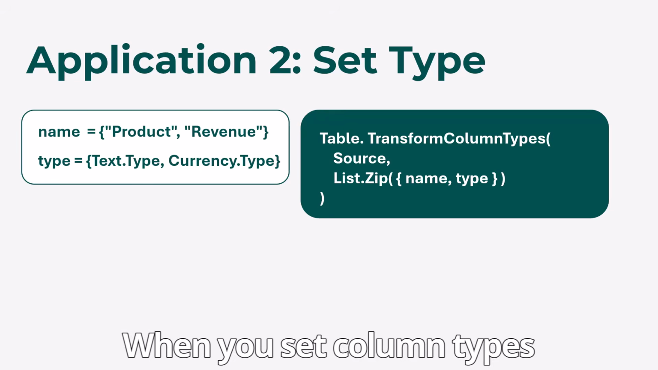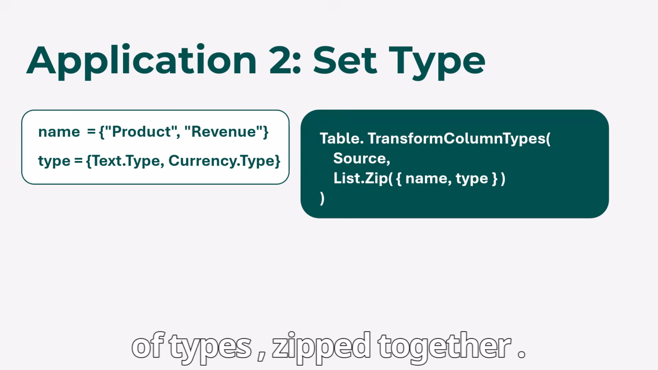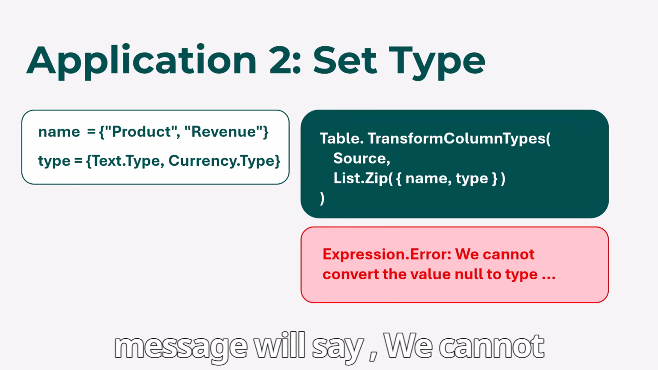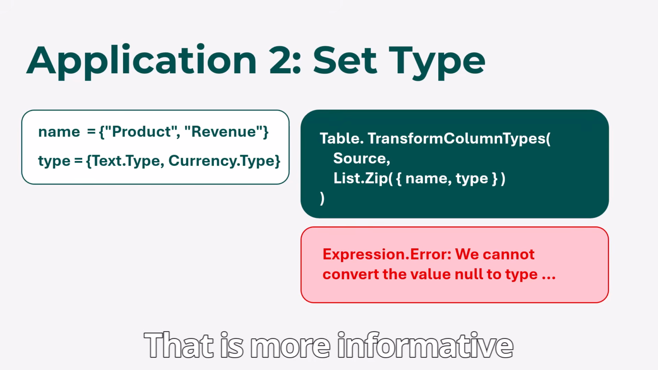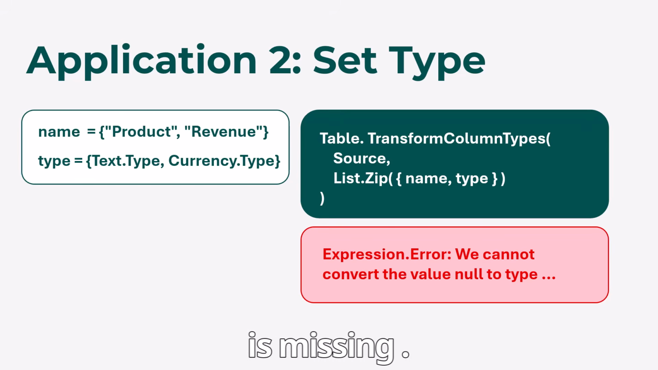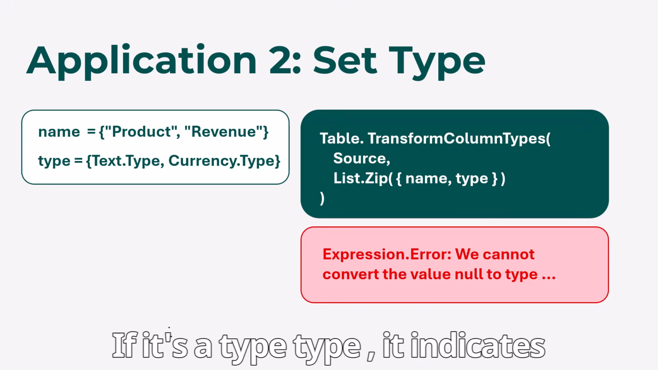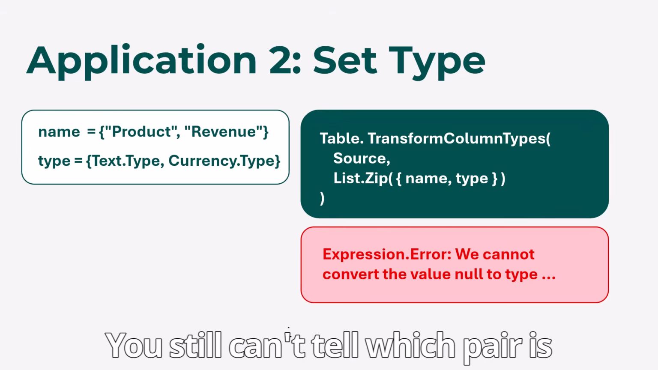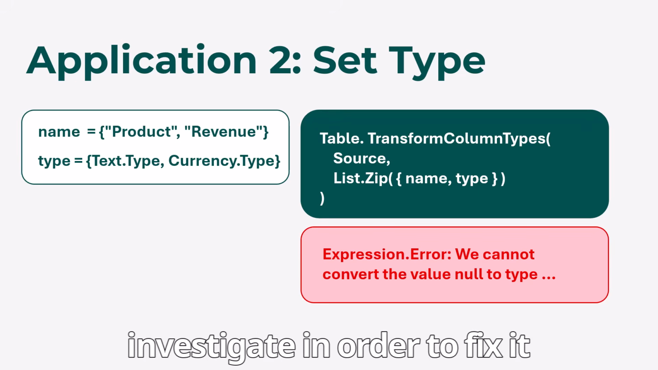When you set column types dynamically, the pattern is similar. A list of column names, a list of types, zipped together. If a null appears, the error message will say, "We cannot convert the value null to type something." That is more informative, because the type it names tells you which side of the pair is missing. If that's a type text, it indicates a missing column name. If it's a type, it indicates a missing type value. You still can't tell which pair is affected from the error alone, but you know which list to investigate in order to fix it.